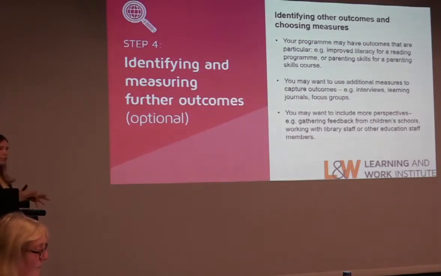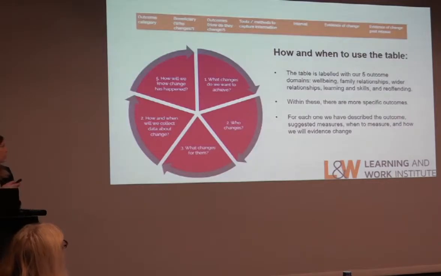So those are the core things that we came up with. You don't have to use them all, but those are things that we thought might be most relevant across the board. But what we wanted to do was acknowledge the fact that programs are different from each other and can be quite varied. So there might be outcomes for a literacy program that's to do with improved literacy skills that obviously you're not going to get from a parenting skills program or from an arts and crafts program necessarily. So what we did was add in some additional measures to capture outcomes and some other suggested outcomes, and that sits in the back of our resource. I don't remember what page it is now.